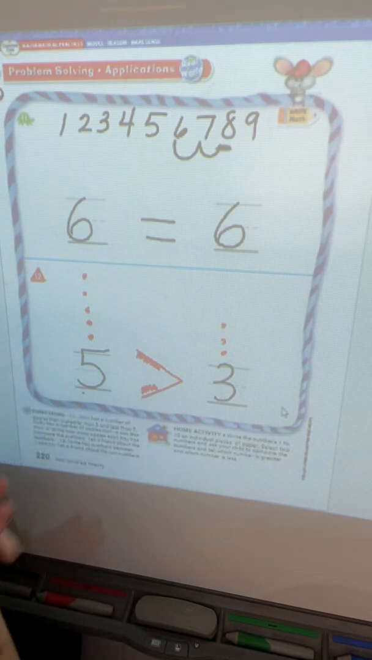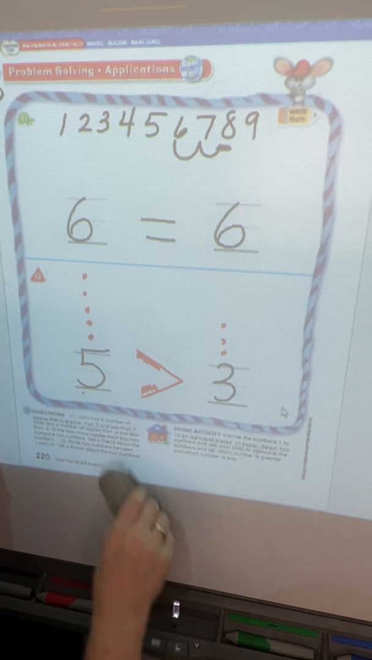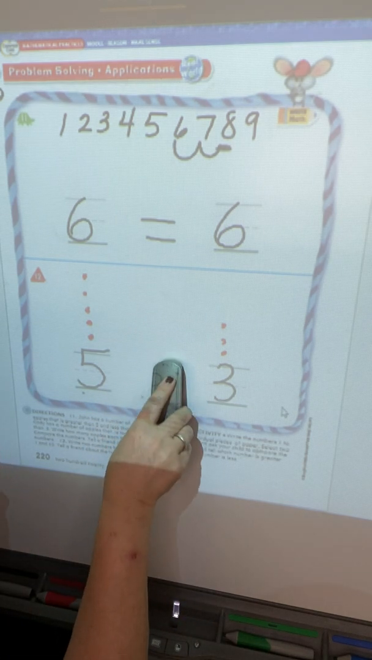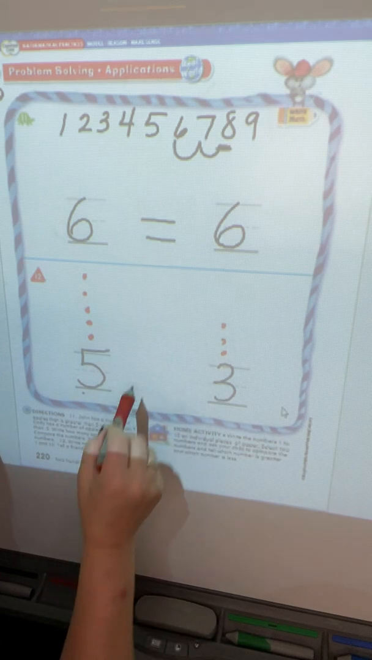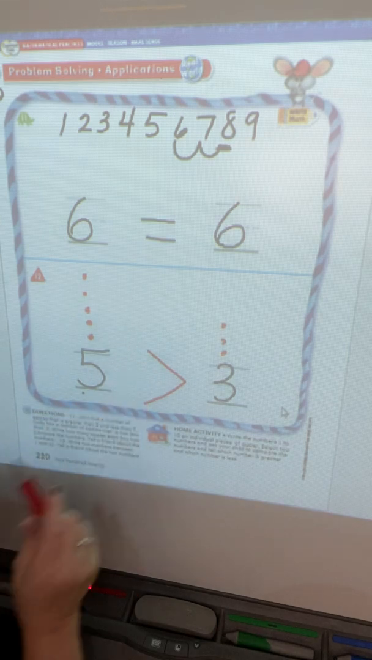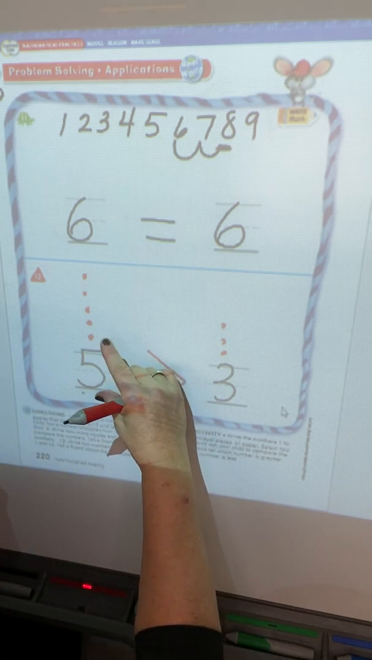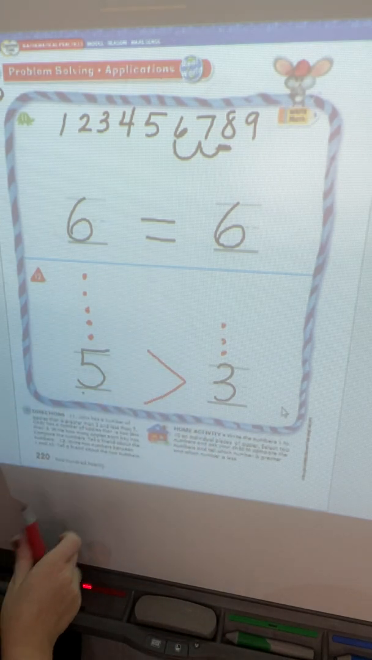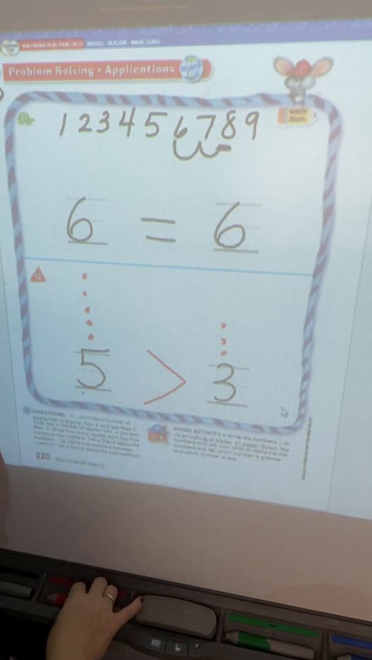That's another symbol we'll begin talking about soon when we compare numbers. It's a greater than or less than symbol. I'm going to do it without the teeth so you can see what it actually looks like. It's just like a triangle without the half. It's going to eat the biggest number and point to the smallest number. So 5 is greater than 3.